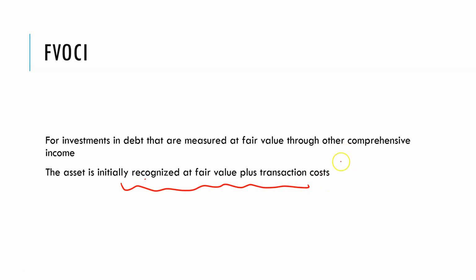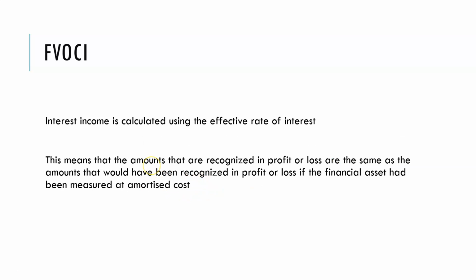Just think amortized costing. The asset is initially recognized at fair value plus transaction costs. And we treat everything, like I say, like amortized. Interest income is calculated using the effective rate of interest. So you treat everything as though you're dealing with amortized, just that we're also recognizing fair value at the end. And just those movements are being put through to the statement of other comprehensive income.